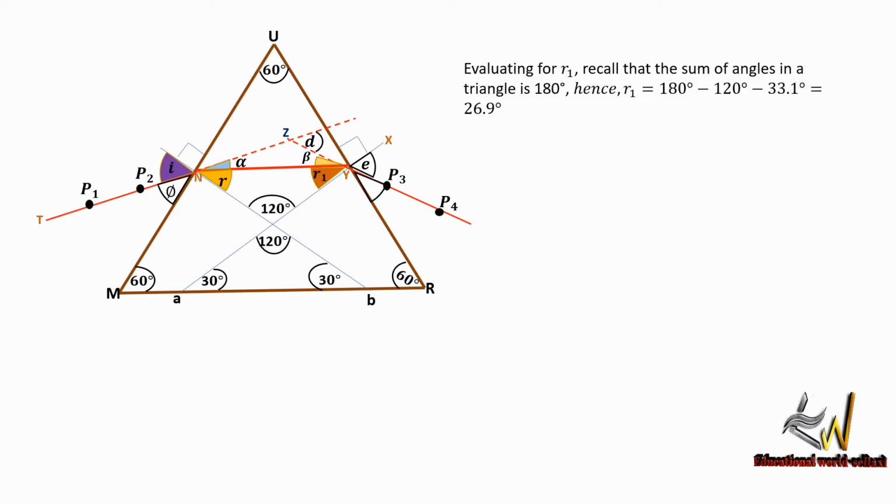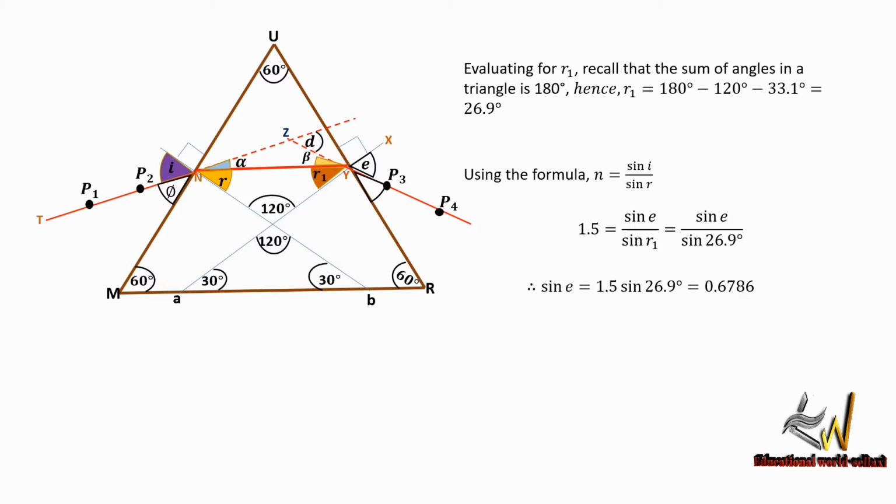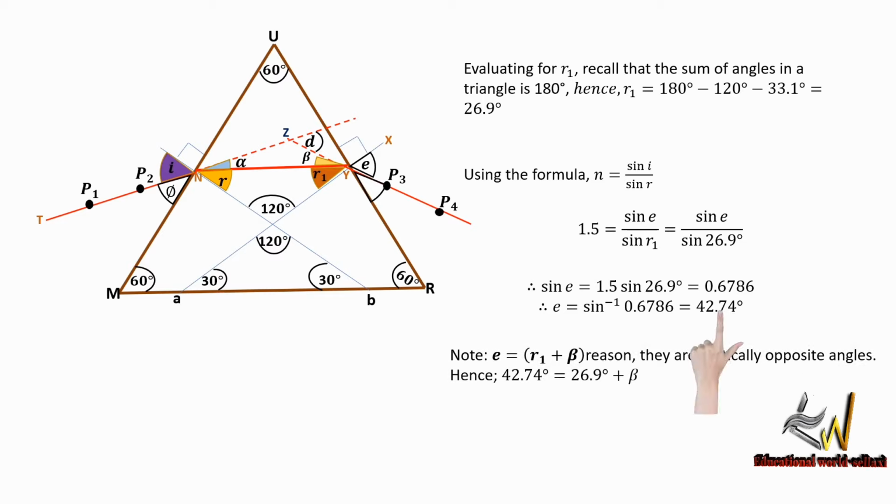Then moving over to solving for R1. R1 is part of the angles in the triangle. We now have that R1 is equal to 180 minus 120 minus 33.1 degrees, which leaves us with 26.9 degrees. Using our general formula, 1.5 will now be equal to sine E over sine R1, and putting in the value of R1 there, we now have that sine E is equal to 1.5 sine 26.9 degrees, which is equal to 0.6786. Therefore, E is sine inverse of 0.6786, which is equal to 42.74.